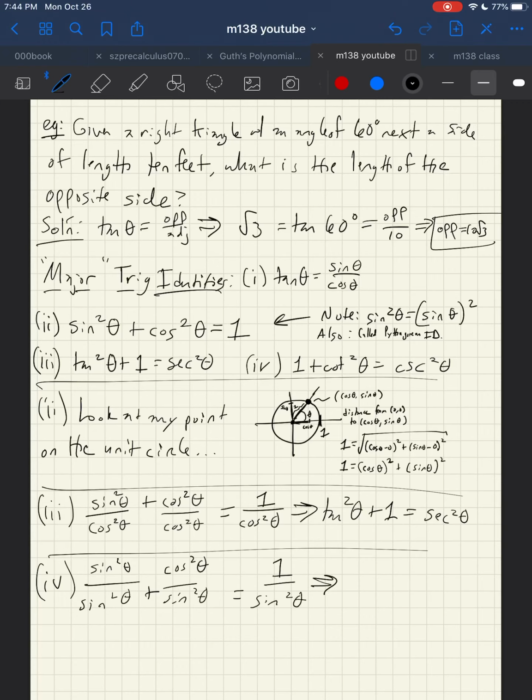And if I write down the definitions of these, well, I've got sine squared over sine squared is 1, cosine squared over sine squared, that's going to be cotangent squared, and 1 over sine squared is going to be cosecant squared theta. So that's how we prove part 4. Now, what I'd like for you to do is watch the following, which is I'm going to ask you to prove a new identity using those identities.